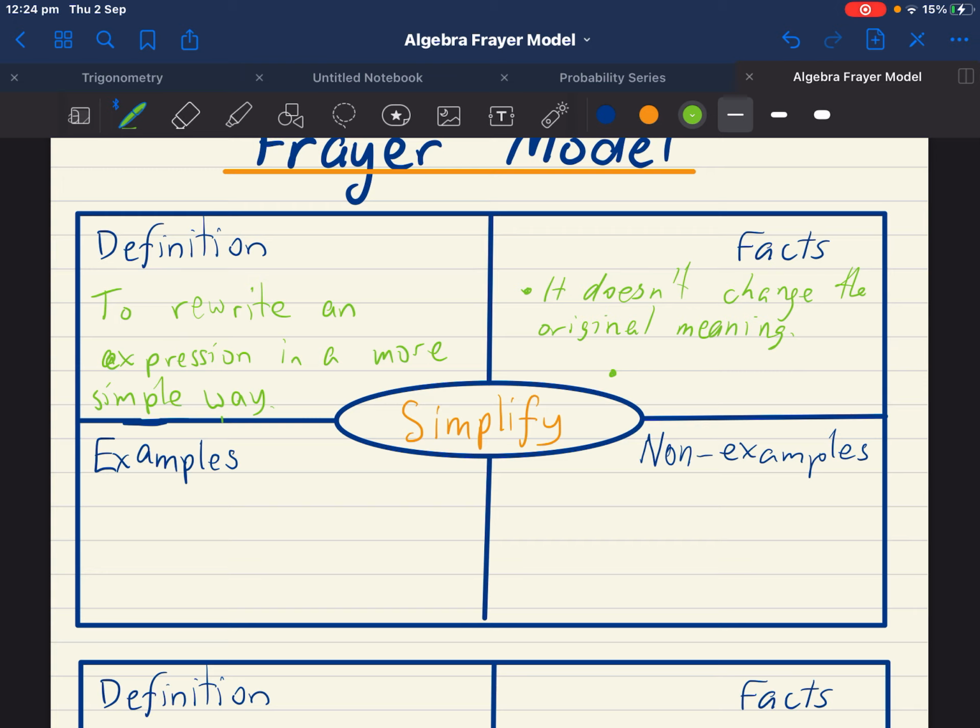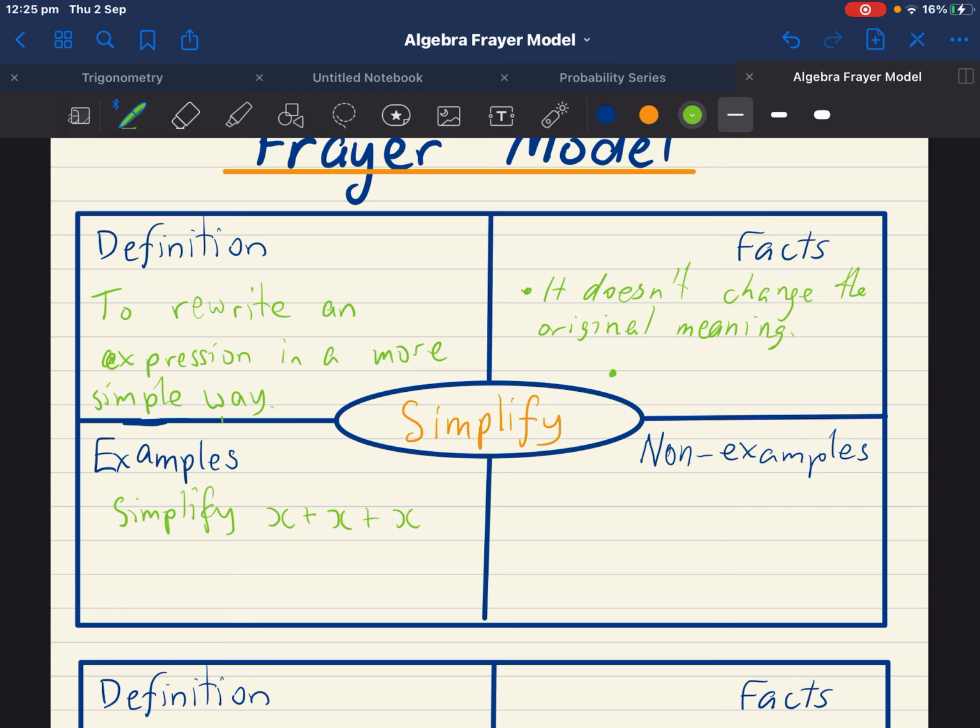All right, the final 2 sections are the example section over here on the left, and the non-examples over on the right. Let me explain. The example section is the easier one to do, and it's going to make more sense. In fact, you may already know what to do, but this is a situation where you show an example of what that word means. So let's say, as my example, I put down simplify x plus x plus x.